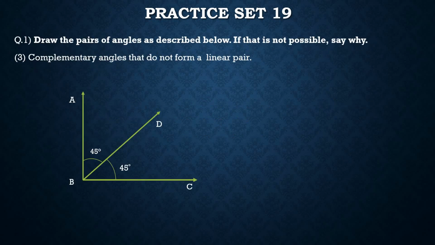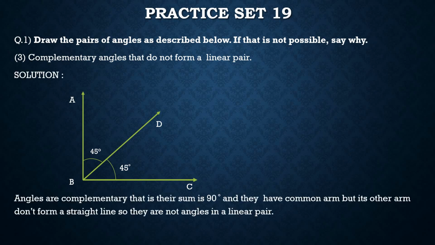Third question. Complementary angles that do not form a linear pair. Solution. Angles are complementary, that is their sum is 90 degrees. So we have angle ABD and angle DBC. Angle ABD is 45, angle DBC is 45 degrees. So 45 degrees plus 45 degrees is 90 degrees. So angle ABD and angle DBC are said to be complementary angles because their sum is 90 degrees.